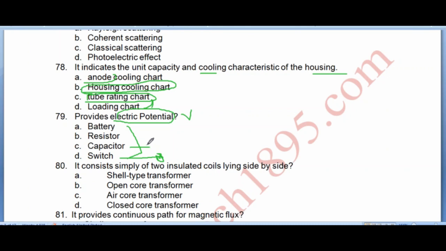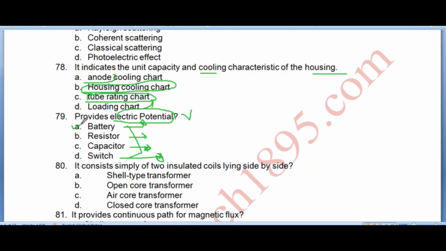Capacitor temporarily stores energy. Resistor for resistance. Battery. So, ito po yung answer natin. Battery, it can give us a supply of voltage. So, letter B. Number 80.